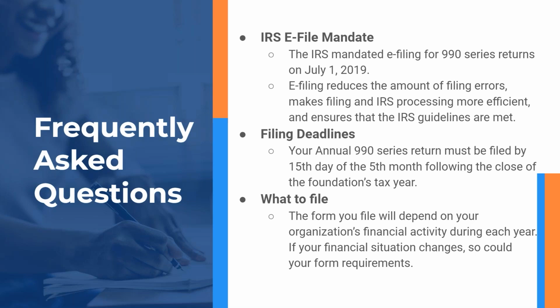The form you file depends on your organization's financial activity during the year. So if your financial situation changes year over year, so could your filing requirements. Just very quickly to run through those options, the 990N is for organizations with $50,000 or less in gross receipts. The 990EZ is for organizations with $200,000 or less in gross receipts. And the 990 form is for organizations with more than $200,000 in gross receipts.